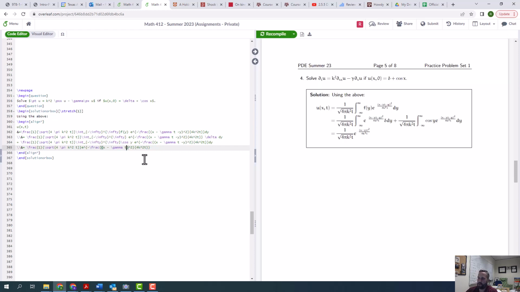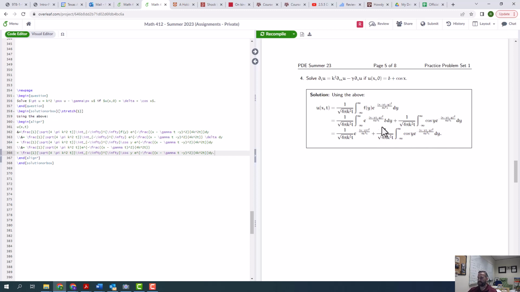Okay, because again, oh wait, nope, forgot this part. Plus this. Okay, and so this is what the solution is. There's really not any more that we can do with this particular solution, just because we can't compute that integral explicitly in terms of elementary functions. So this is all we have.